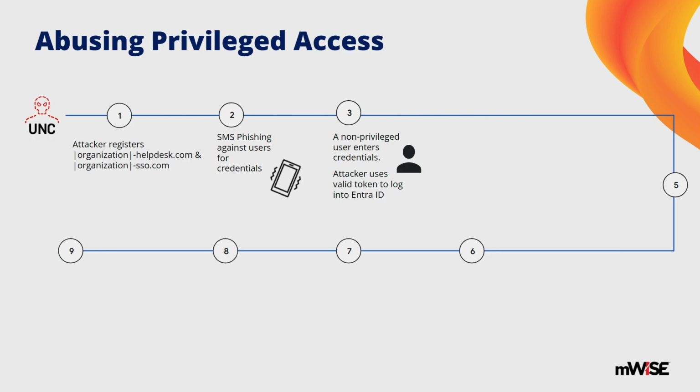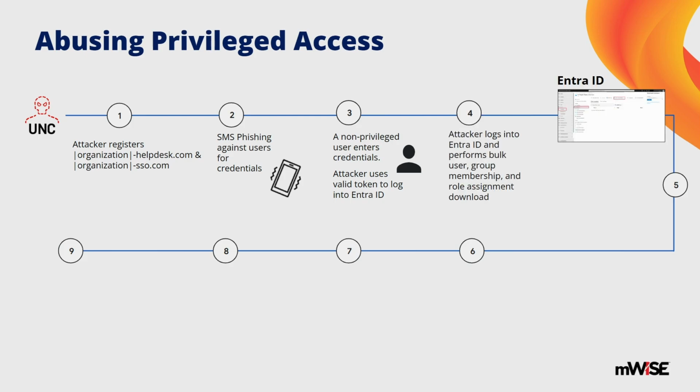UNC3944 then used the compromised creds to log into Entra ID. There's a default setting within Entra ID that allows non-privileged users to view the admin console. And in this case, the victim organization hadn't disabled that setting, which allowed the attacker to directly access the admin console. Once they were on the admin console, they were able to view configs within the console, but more importantly, they were able to see who the privileged accounts are, along with their username, their personal name, and their corresponding email address.